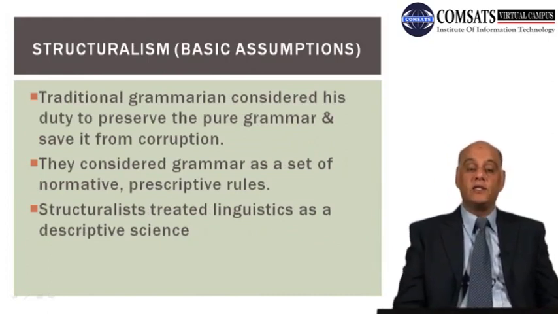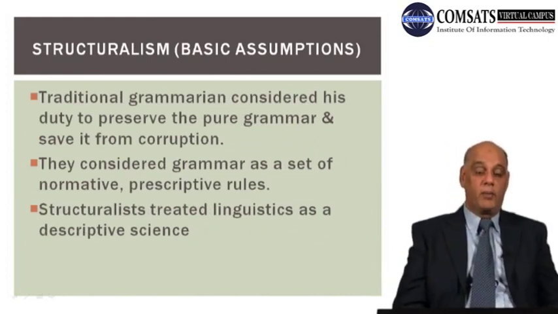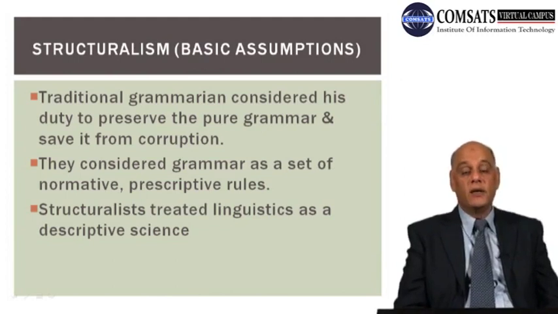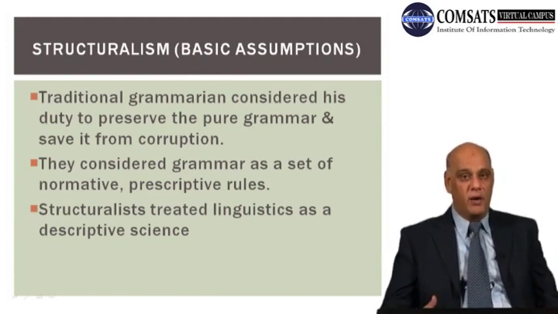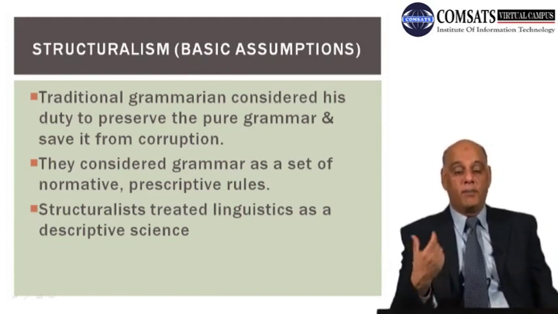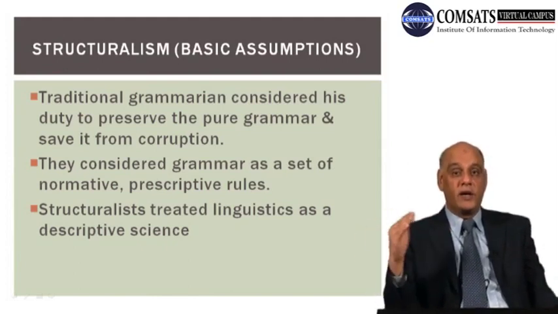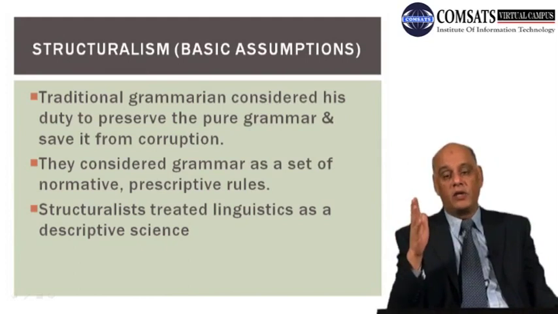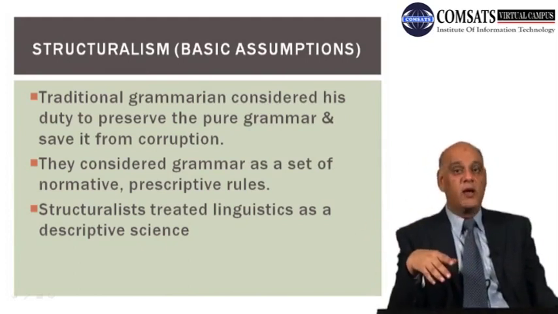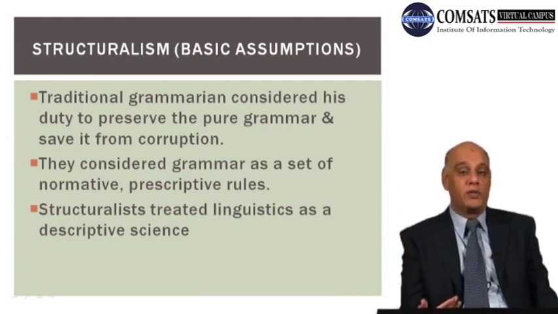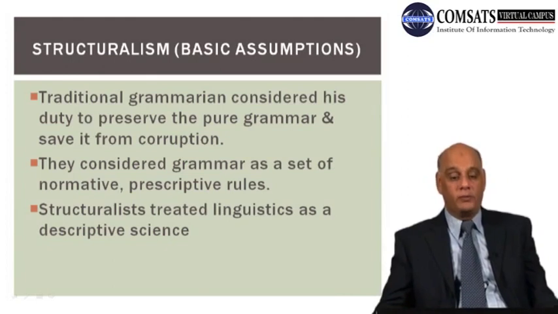Traditional grammarian considered his duty to preserve the pure grammar and save it from corruption. Now, what did traditional grammarian consider? He considered that it was his duty to preserve the grammar, pure grammar, and save it from corruption. Look at the word, they called it corruption. They said when you modify language, when you bring other structures into it, when you bring other considerations into it, you're basically contaminating language. You're basically making it impure.